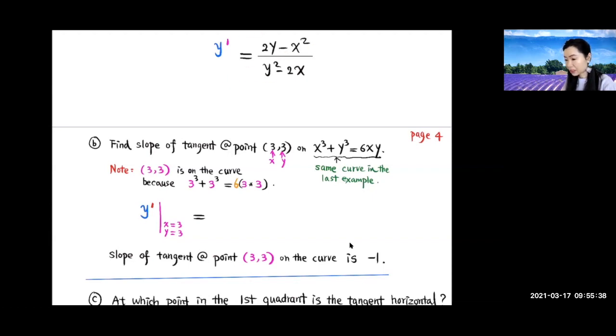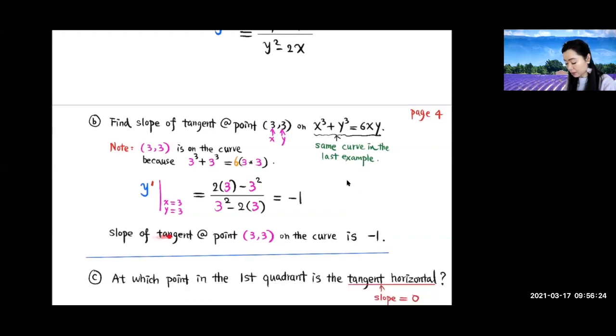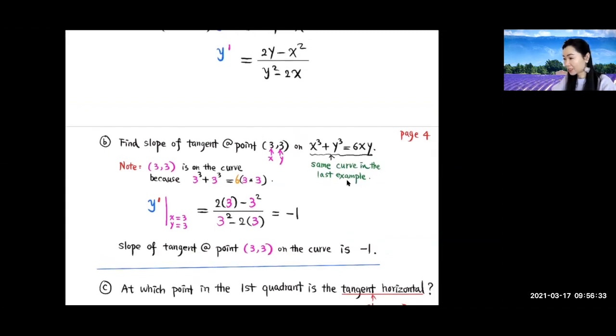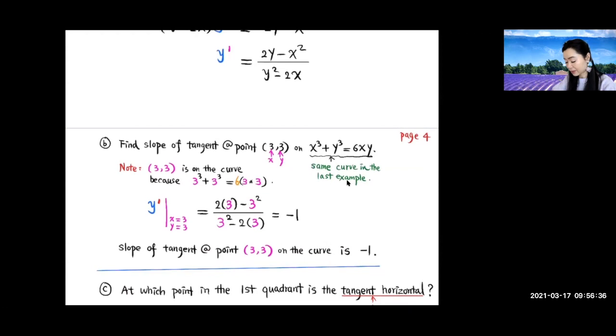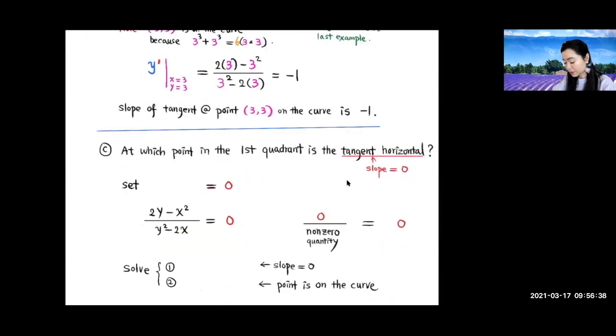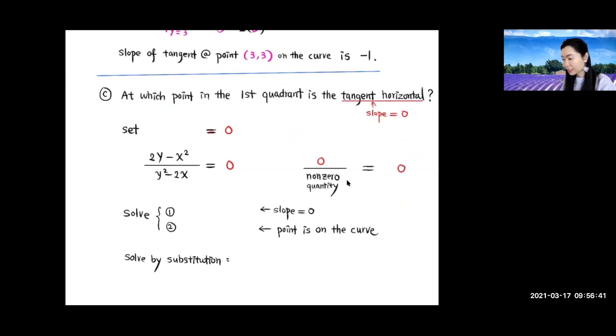Okay. So substitute here. I'm going to get 2 times 3 minus 2 squared over 2 squared minus 2 times 3. So substitute x equal to 3, y equal to 3 into this expression for y prime. Then we're going to end up with -1. So the slope of the tangent at this point on the curve is -1. Now you can actually double check this by looking at the graph of this. We're going to do that later. Okay. You can actually double check.